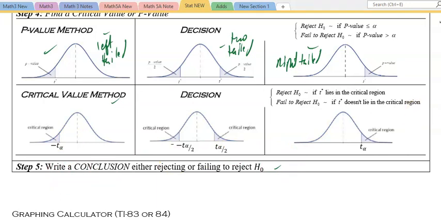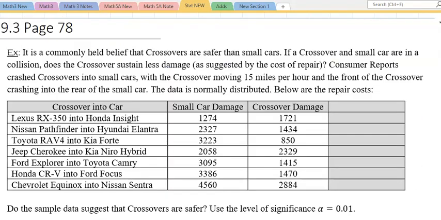So I'm looking at the first example, and here we are. It is a commonly held belief that crossovers are safer than small cars. If a crossover and a small car are in a collision, does the crossover sustain less damage, as suggested by the cost of repair? Consumer Reports crashed crossovers into small cars, with the crossover moving 50 miles per hour and the front of the crossover crashing into the rear of the small car. The data is normally distributed. Very good. Below are the repair costs.